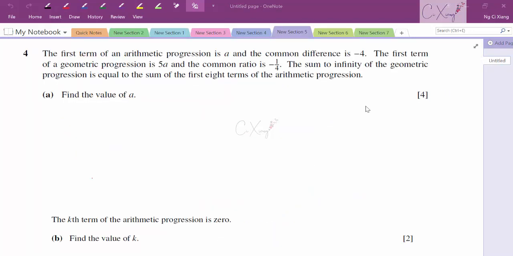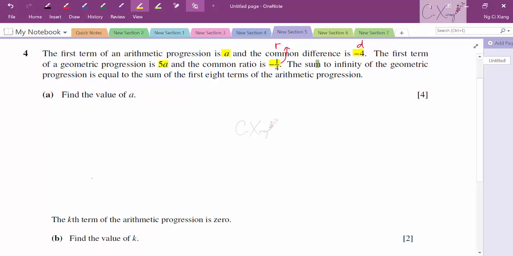Question number 4. Okay, so we are having the first term of an arithmetic progression is A, and the common difference is -4. So this is actually our D. Then the first term in a geometric progression is 5A, and the common ratio is -1/4, where this 1/4 is our R.